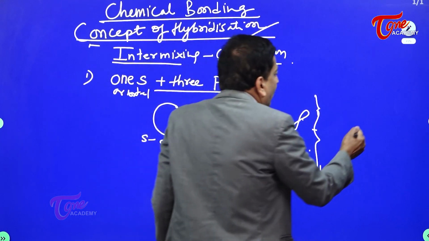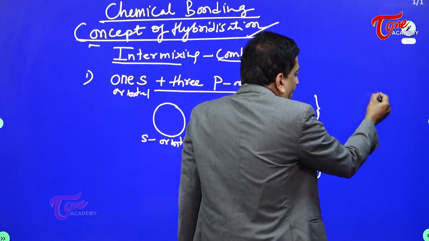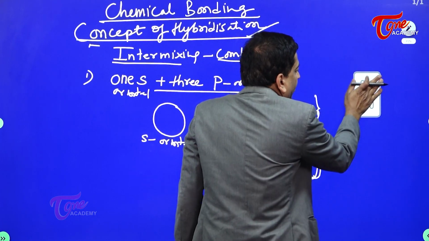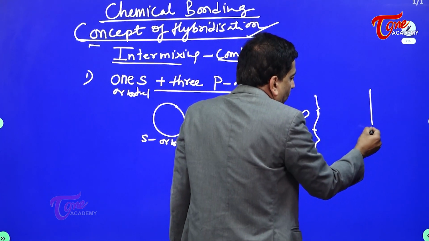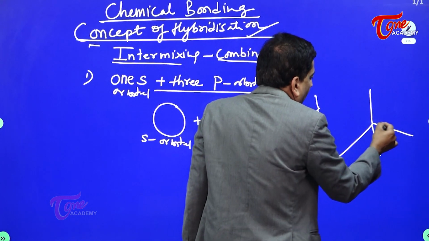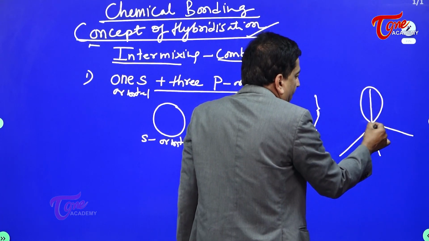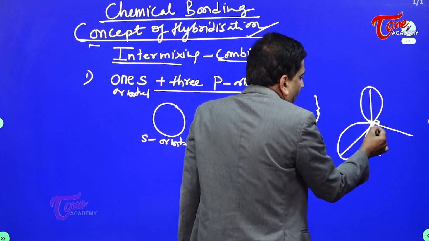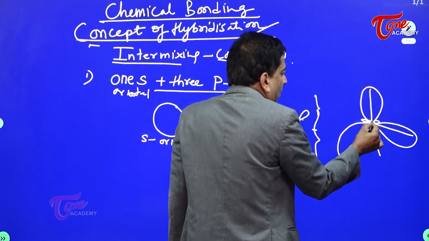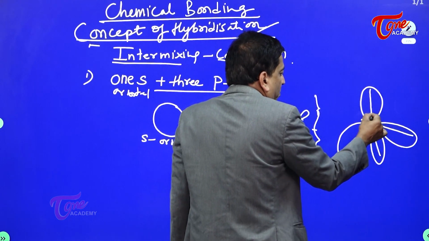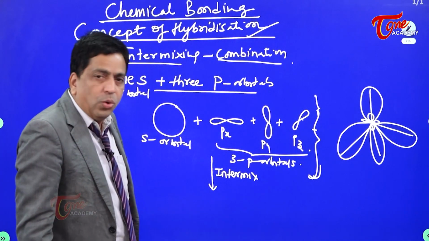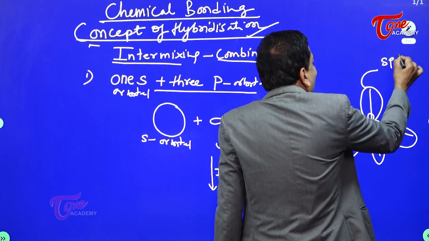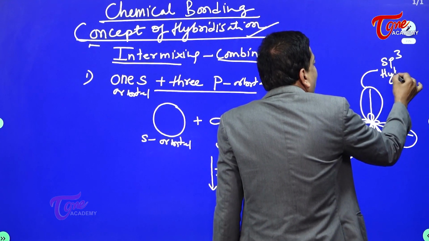Look into this. This is the 1st sp3. This is the 2nd sp3. This is the 3rd sp3. And this is the 4th sp3. Now if you ask me what are those? This is one sp3 hybrid orbital.